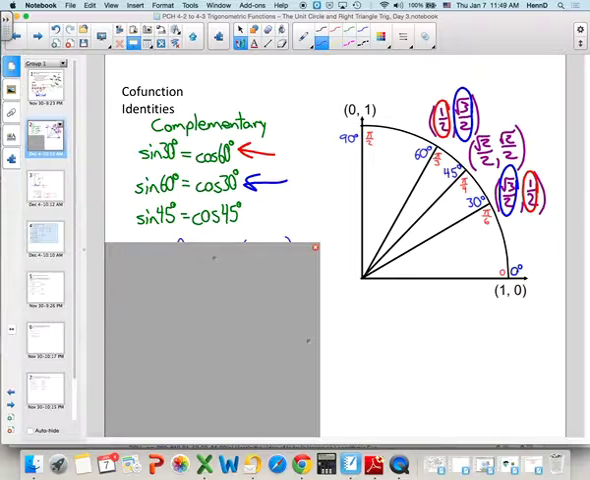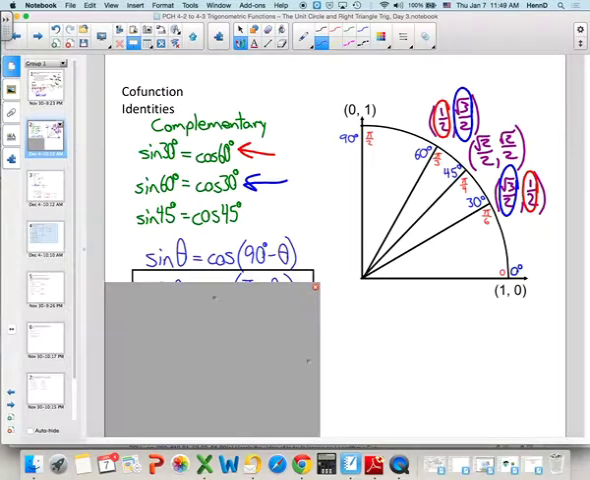Now, what do you notice about 30 and 60, and 45 and 45? They're complementary. What does that mean? They add up to 90. That's where we get this idea that the sine of an angle will equal the cosine of 90 minus the angle. That's the definition of complementary angles.